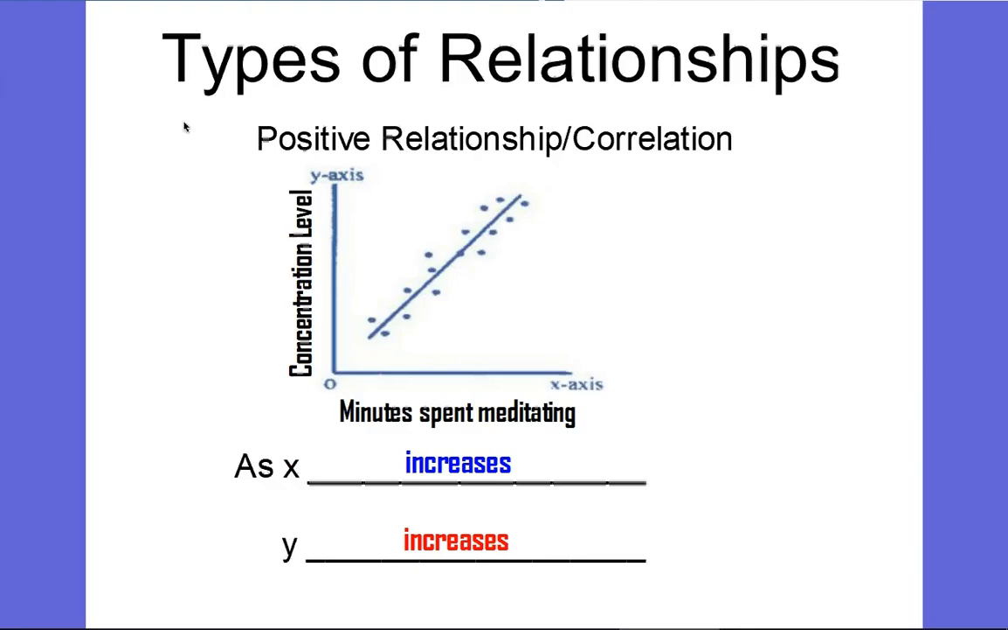Some examples of this: there are different types of relationships, and what you're doing is comparing. For this example, you're looking at a positive relationship or correlation. The more minutes you spend meditating, the higher your concentration level goes. This is exactly like what we're talking about when we have slope. So as x increases, y increases.